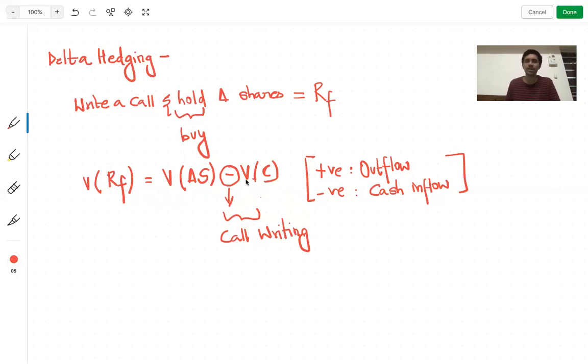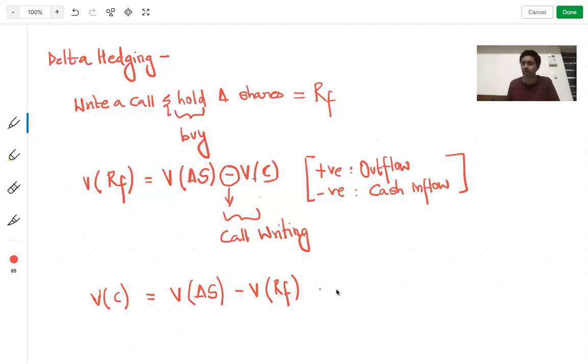Okay, all I'm doing is rearranging this equation as value of a call option is equal to value of delta shares. So what I've done so far is this minus V of C, I brought it to the LHS to make it plus V of C, right? Value of delta shares, I've kept as is. I'm bringing value of risk-free portfolio to the right side, right? So I've done nothing but interchange V of C with V of RF, right? I took V of C to LHS and I brought V of RF to RHS. So value of a call option is equal to value of delta shares minus value of a risk-free portfolio.